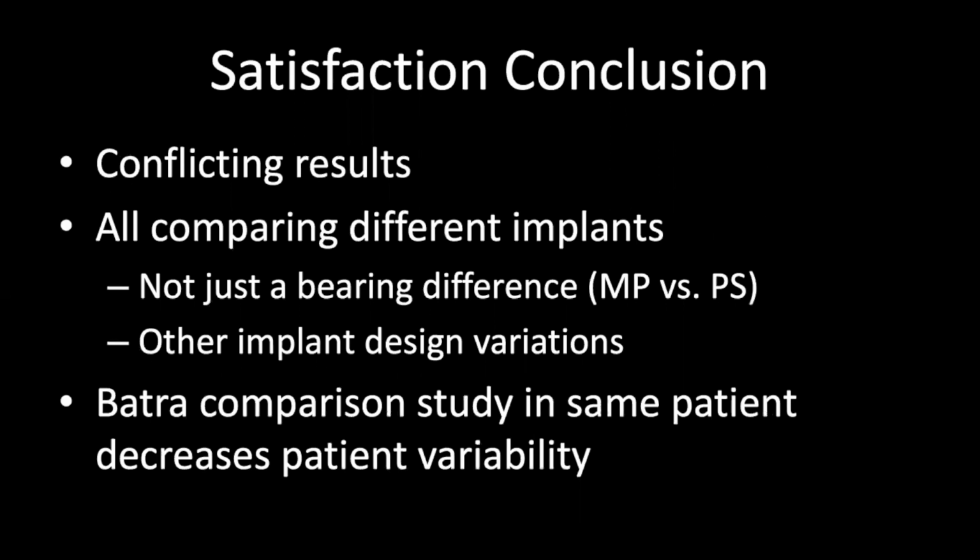So in conclusion, for satisfaction, there are conflicting results. All are comparing different implants. So none of these studies compare the same manufacturer and the same implants with different polyethylene designs, but they are in fact comparing different bearings, such as medial pivot to posterior stabilized, amongst different manufacturers. And this introduces significant potential for variation in the results based on the overall implant design. The Batra study is interesting because they performed bilateral total knee arthroplasties in the same patient with different knee designs, which helps decrease any cause of patient variability.